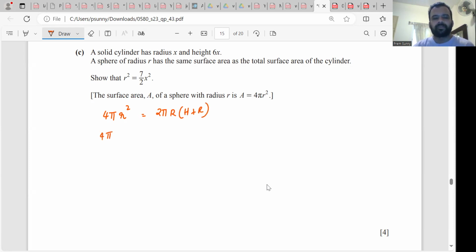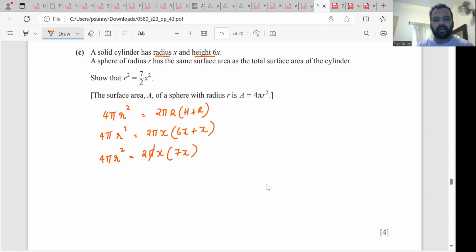So 4 pi, radius of the sphere is given as r, so r square is equal to 2 pi into the radius of the cylinder, which is given as x, and height as 6x. So radius is x, height is 6x plus again radius is x. So 4 pi r square is equal to 2 pi x into 6x plus x, which is 7x.